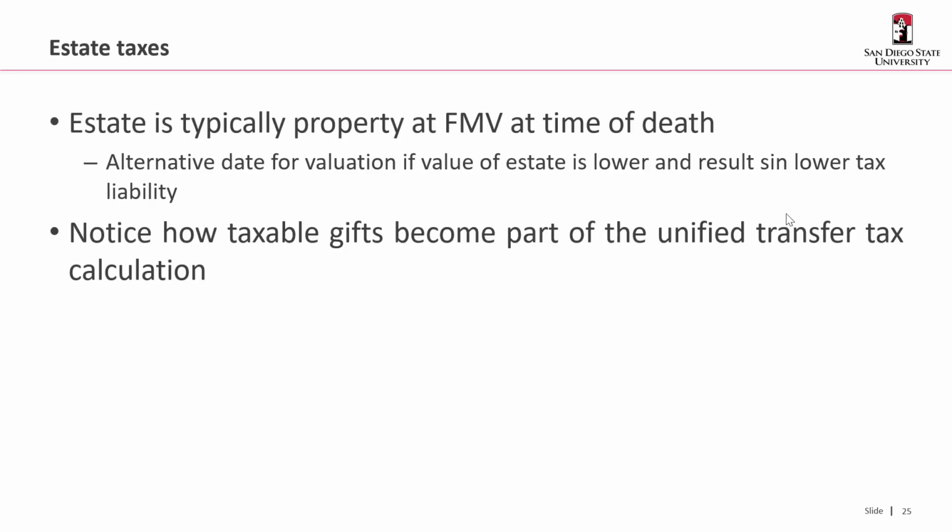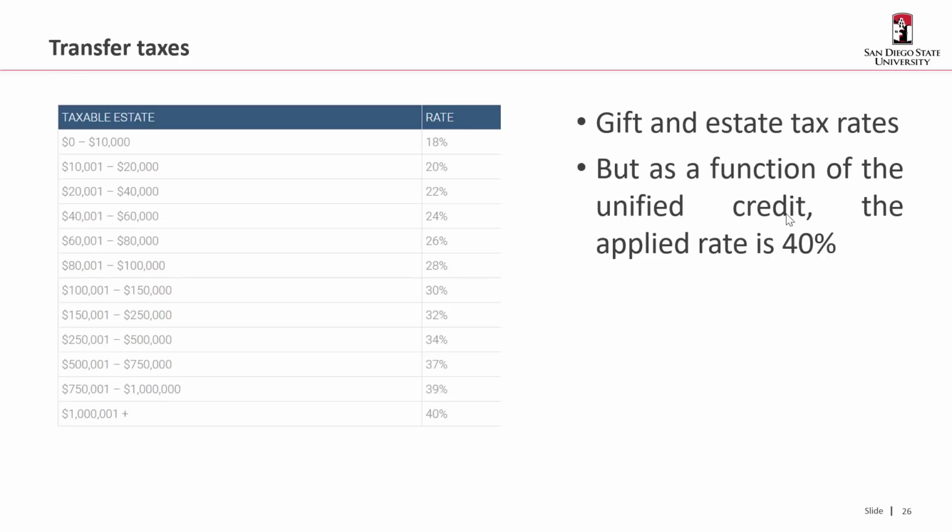And notice how taxable gifts become part of the unified transfer tax calculation, right? So what happened is originally there was simply an estate tax. Taxpayers are fairly astute, or at least their tax planners are, and they said, hey, don't wait till you die, give it away before you die. And so Congress had to write the gift tax as well to capture gifts during life.